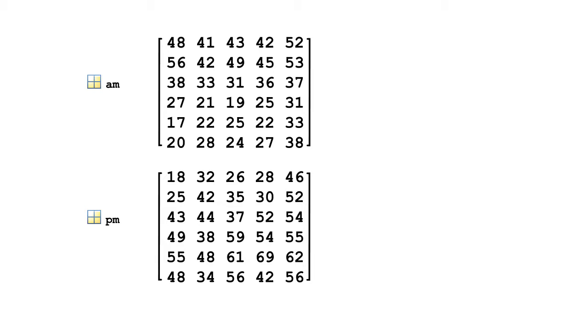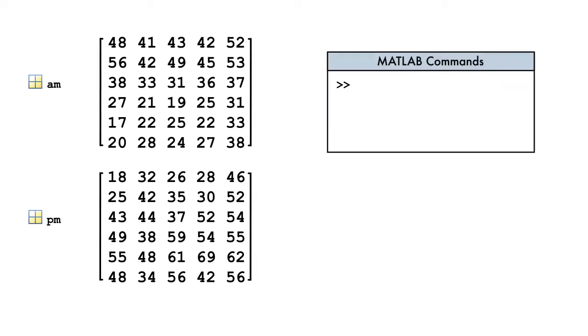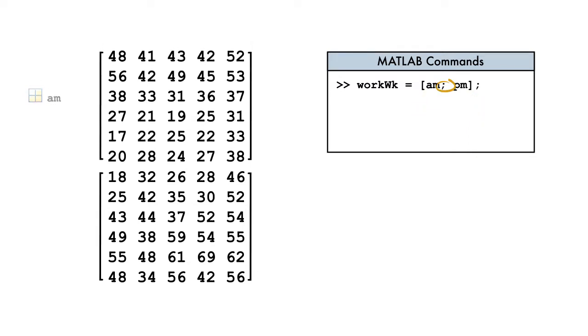To concatenate vertically, we start with matrices that have the same number of columns. We combine matrices using syntax that is similar to that used to create matrices. The square brackets denote the operation of concatenation. The semicolon indicates that the 2 matrices will be combined vertically. Now we have a single matrix with the same number of columns as the original matrices.